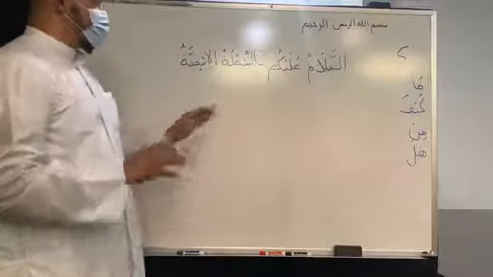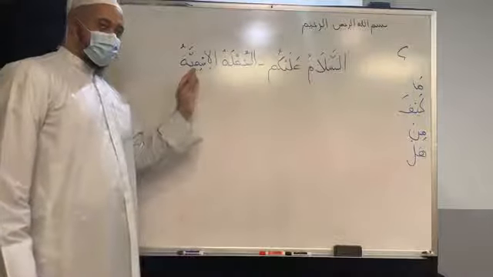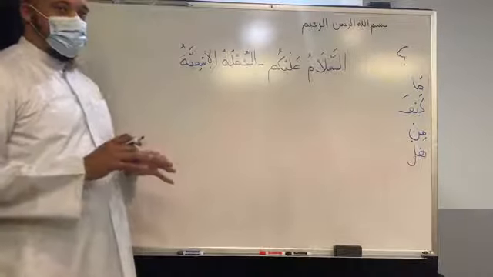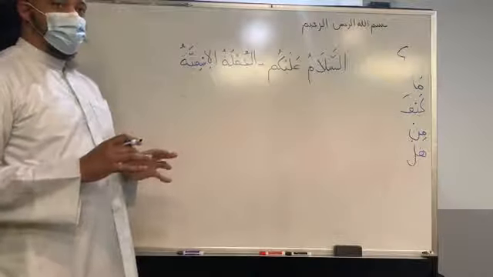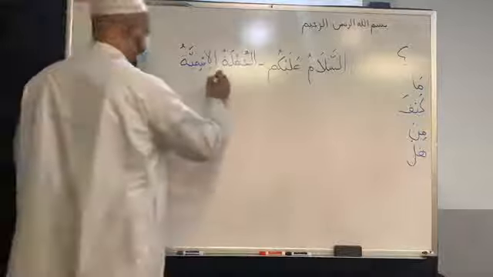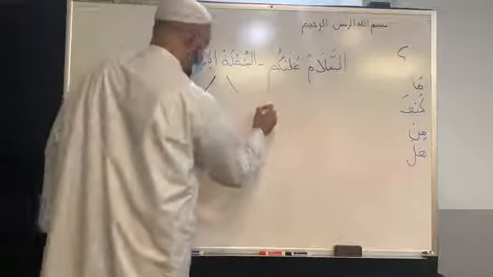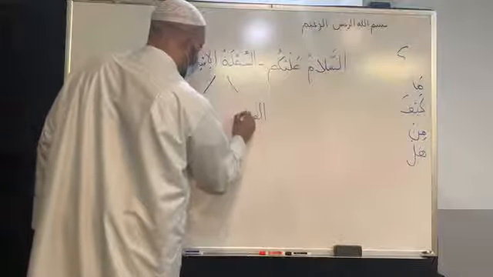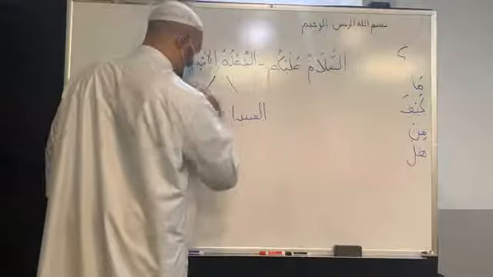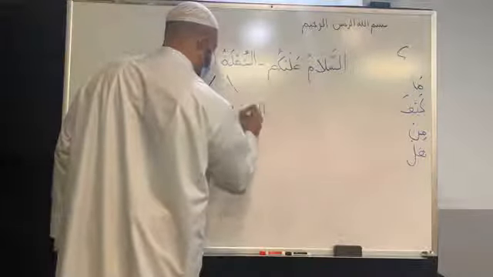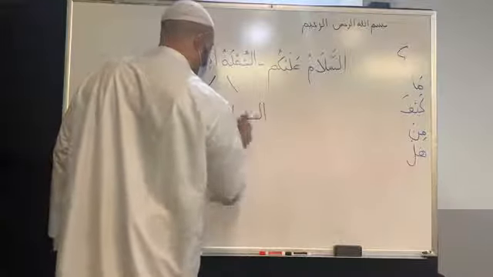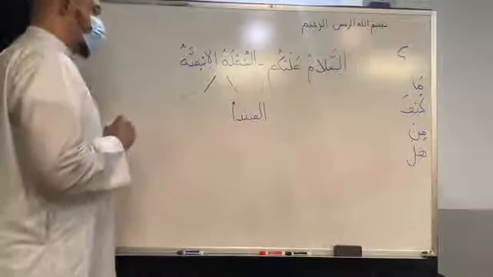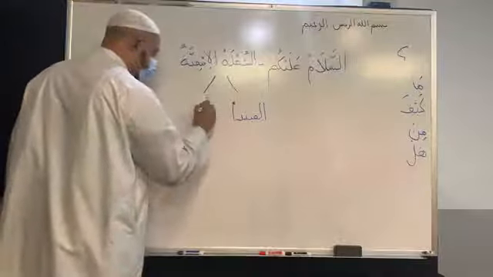So the first part we're going to learn is the jumlatu ismiya, okay? A jumlatu ismiya has two parts that must be there. How many parts? Two parts, okay? The first part is called al-mubtada. Al-mubtada. Okay? Al-mubtada, and the second part is al-khabar.